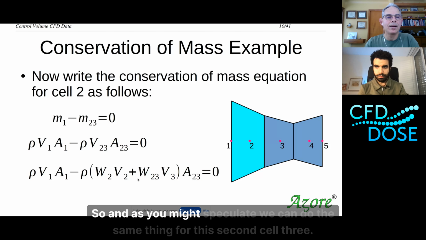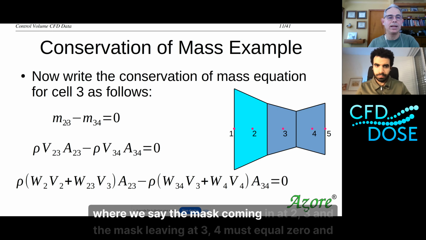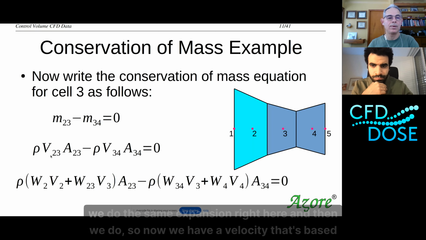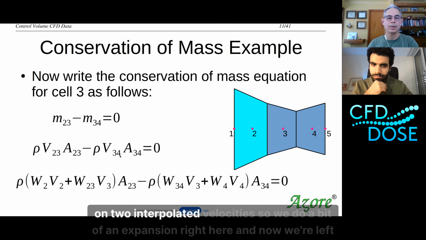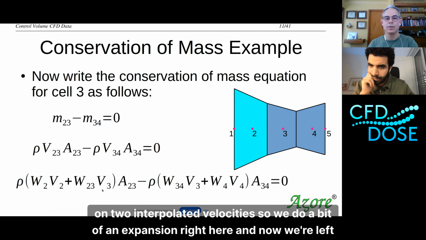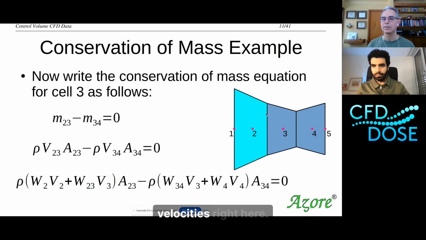As you might speculate, we can do the same thing for this second cell 3, where we say the mass coming in at 2, 3, and the mass leaving at 3, 4 must equal 0. And we do the same expansion right here. So now we have a velocity that's based on 2 interpolated velocities, so we do a bit of an expansion, and now we're left with another equation. It's a little bit longer equation and it involves the 3 velocities right here.